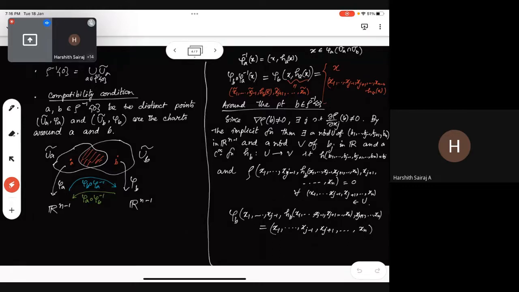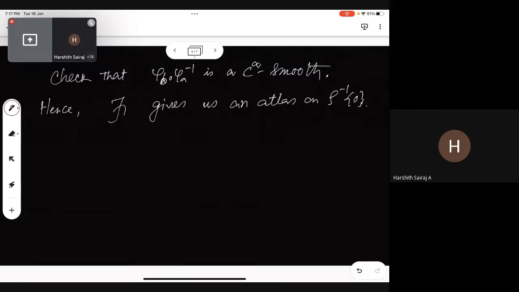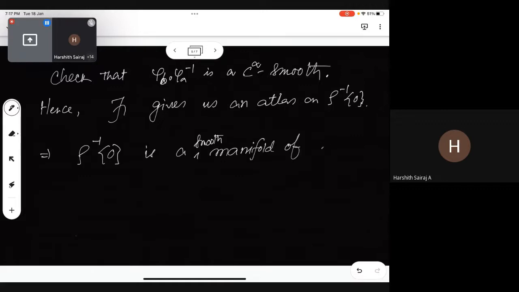Does this make sense? So do the other computation. Check that this is smooth, and hence this gives us an atlas on rho inverse of 0. So rho inverse 0 is a smooth manifold of dimension n minus 1. So make yourself very clear about this example. Every time we introduce something, we will definitely do it for this example.